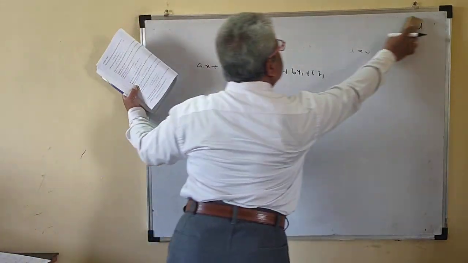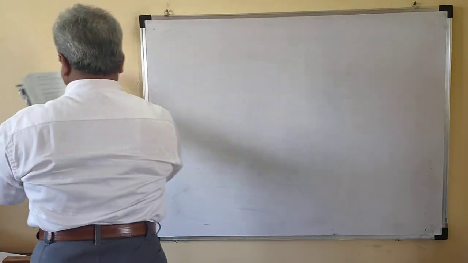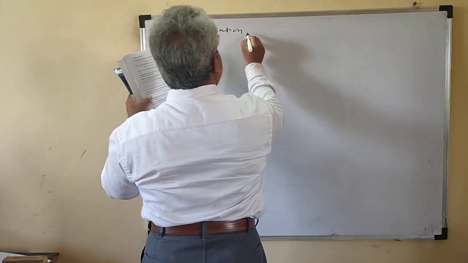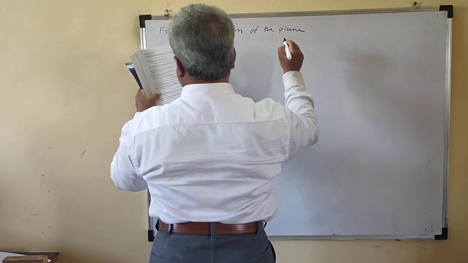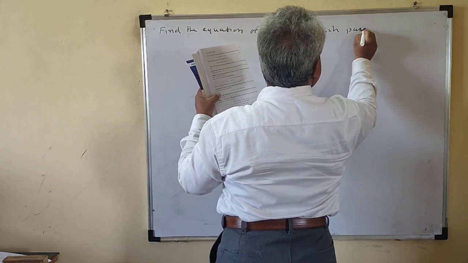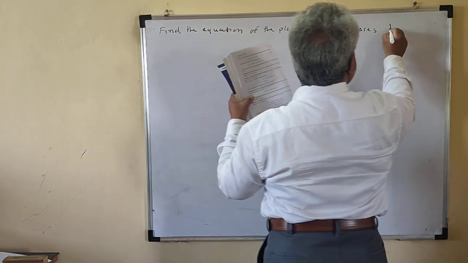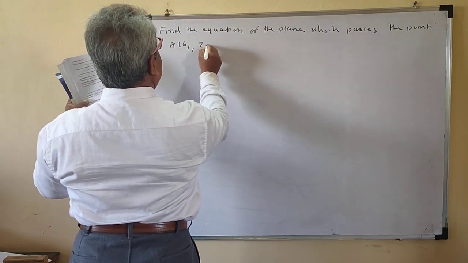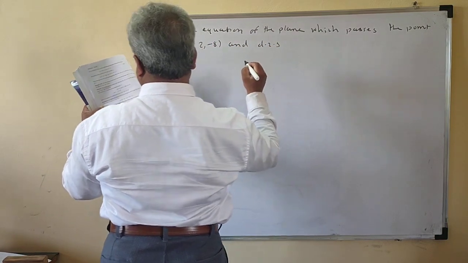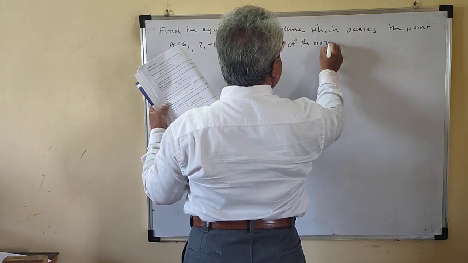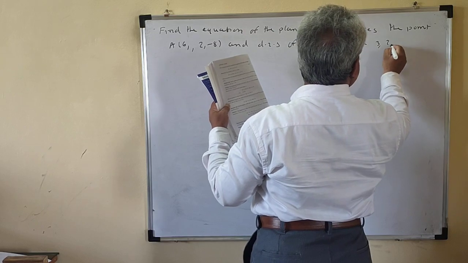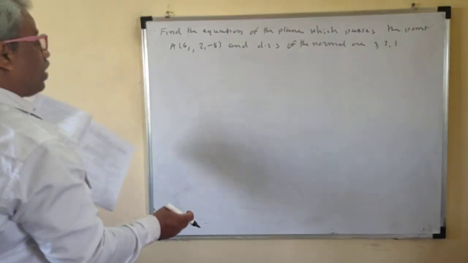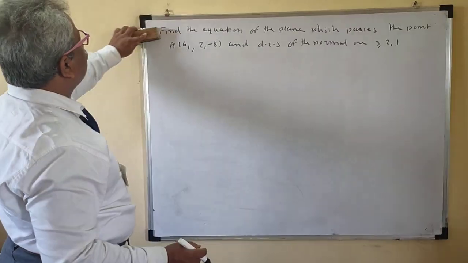For objective: find the equation of the plane which passes through the point A(6, 2, -8) and the DRs of the normal are 3, 2, 1. The DRs of the normal to the plane are provided to you and one point on the plane is provided to you, so we will directly write the solution now. Solution.